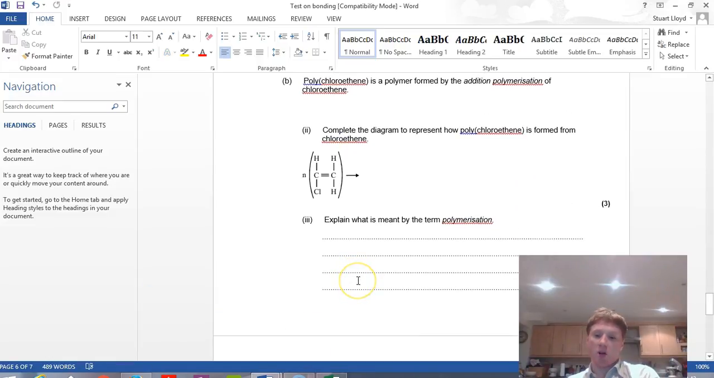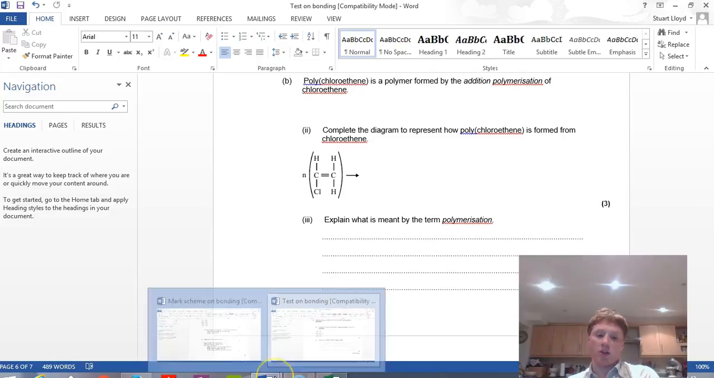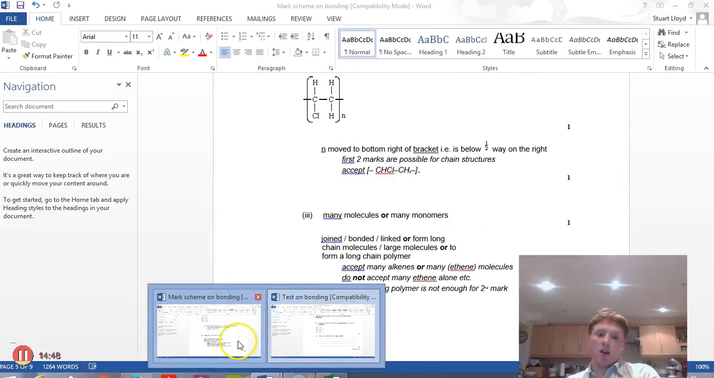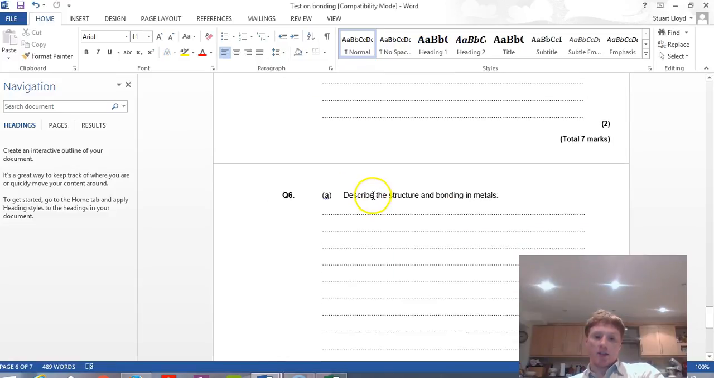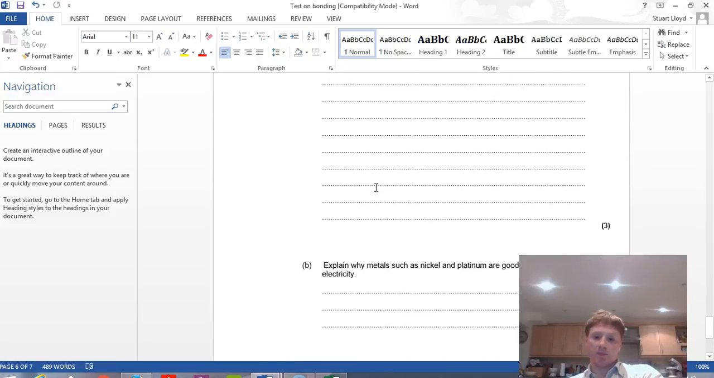What is meant by polymerization? 2 marks. Off you go. What does it mean? Many molecules, or many monomers, so you've got to talk about them as many, and then something along the way, joined or linked and forms a chain. Poly is many, and mono is one, joined. So there you go. Right, last question.